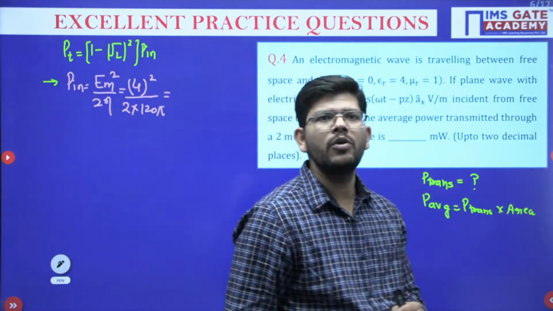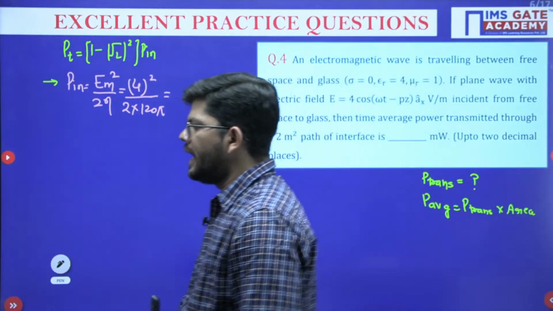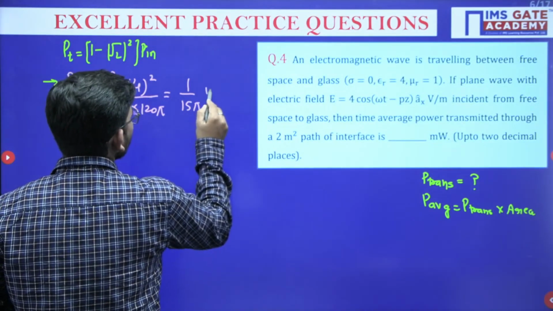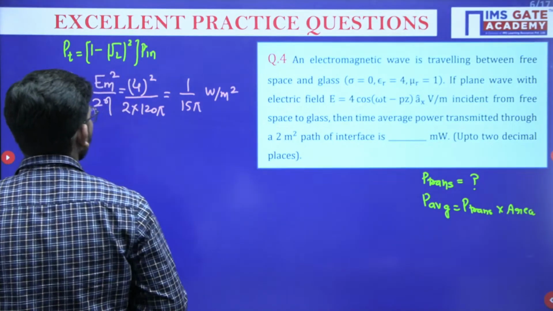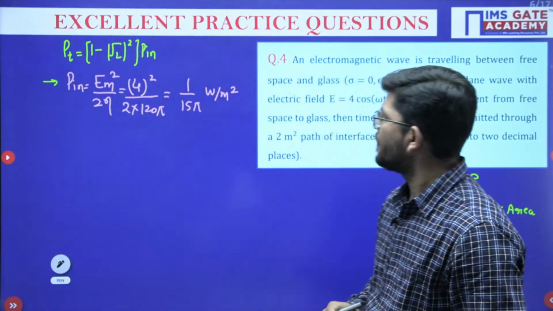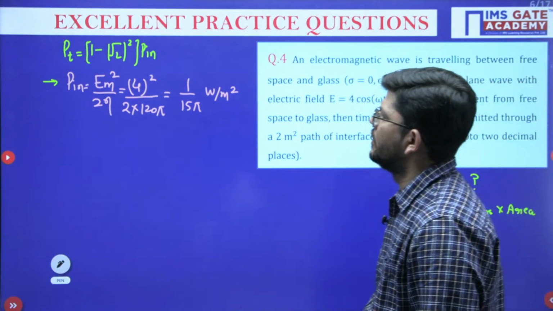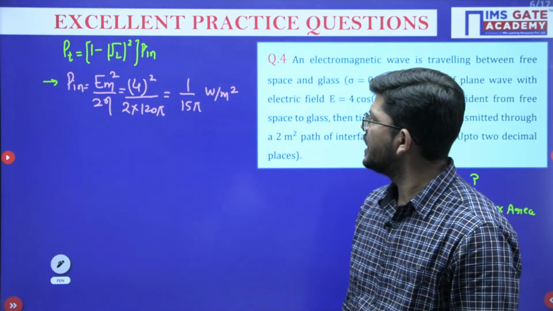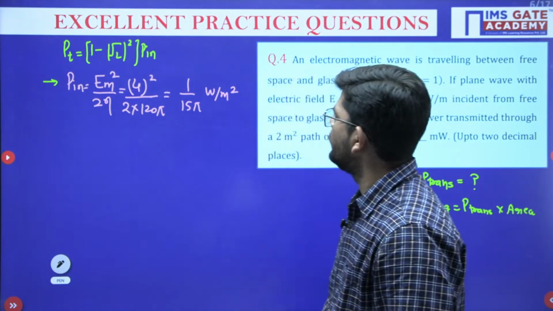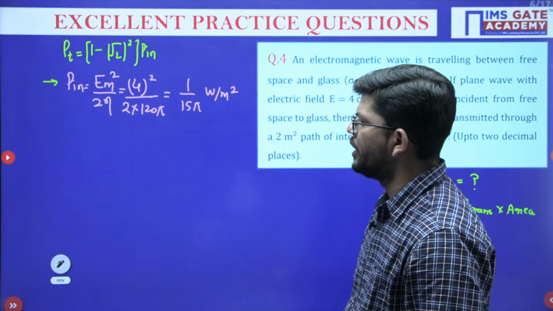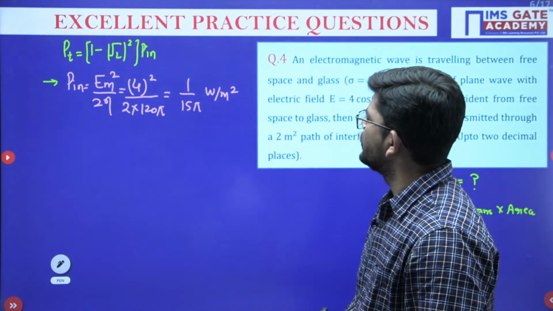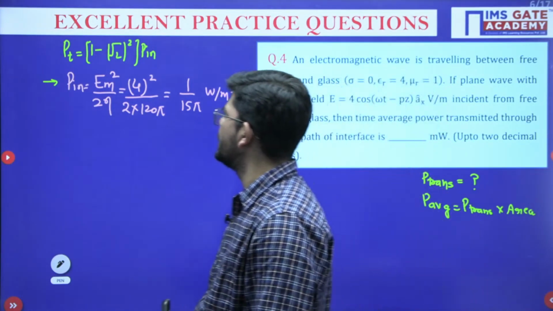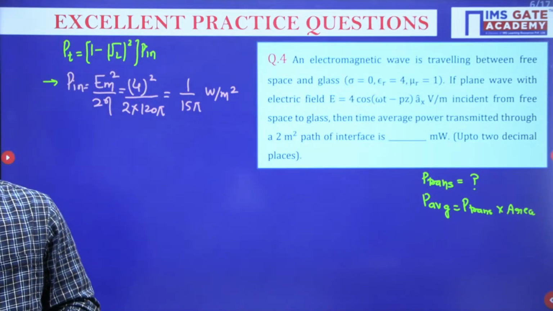So this is how you can find the value of P input, and the value that I am having for P input is 1 by 15 pi watt per meter square. Let us write it in this manner. Is it correct? 4 square divided by 2 into 120 pi. So that will be 16, or it will be 8. Yes, it is correct. So that is P input. We have the value of P input right now.